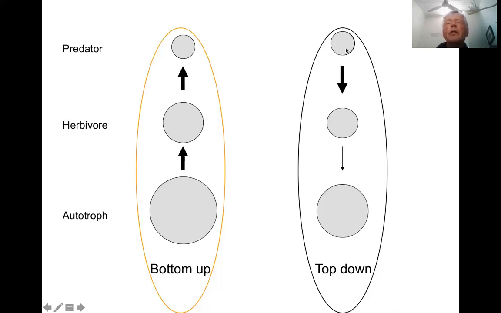So under this circumstance, the predator is actually going to have a depleting effect on the herbivore and an enhancing effect on the plants. So in this particular case, all of the arrows, while they go in opposite directions, are not all of similar strength as they are in this situation with top-down or bottom-up forcing. Okay.